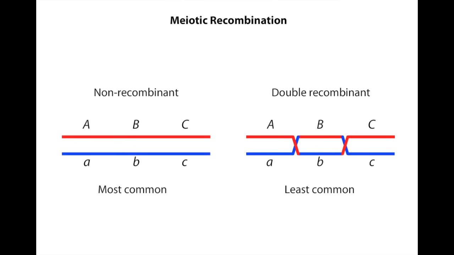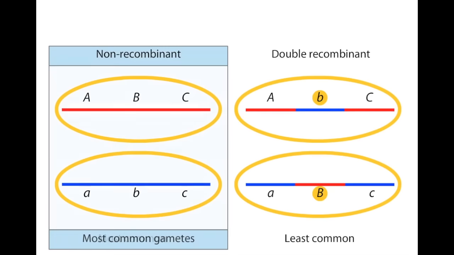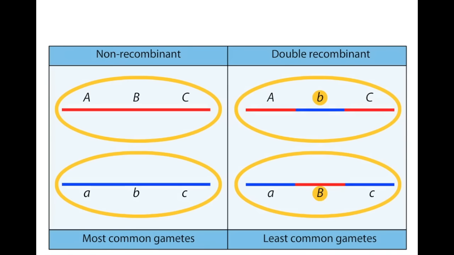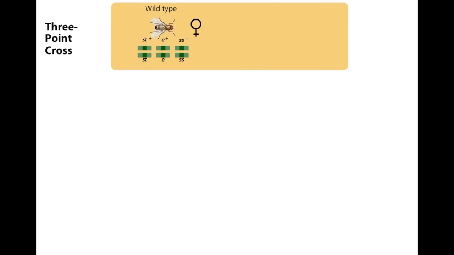Non-recombinants with no crossovers are the most common products. The middle gene locus is always the one which is recombined by such double crossovers, as we see here in the gametes, and eventually in the double recombinant progeny. By doing the 3-point fly cross, we can easily learn which mutation maps between the other 2.